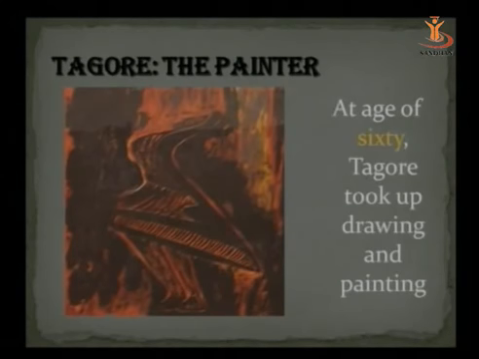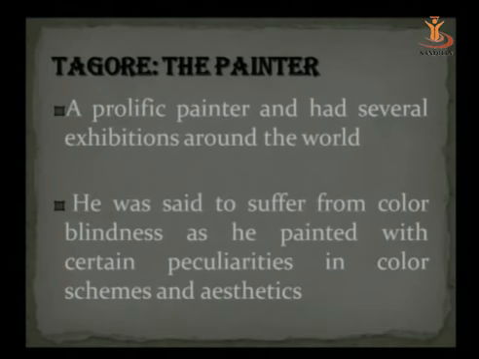Right. At the age of 60, Tagore took up drawing and painting. He was a prolific painter and had several exhibitions around the world. He was said to suffer from color blindness as he painted with certain peculiarities in color schemes and aesthetics. What is interesting about Tagore is that as a painter he is also widely recognized, and at the age of 60 he starts painting, and his genius as a painter emerges very late in his life. So you can see the versatility of this man.